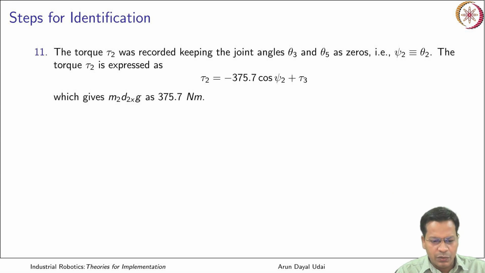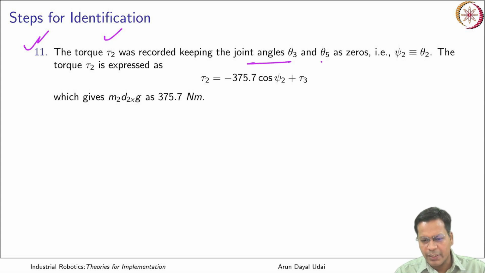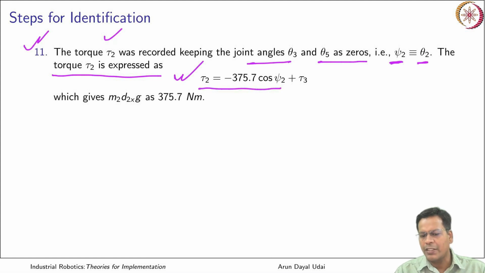The torque 2 is now recorded. Now I am moving joint 2 and tau 2 is recorded, keeping joint angles theta 3 and theta 5 as 0. In this case, psi 2 will be equal to theta 2. The torque is expressed as this. Using Fourier fit, I could obtain this, and it didn't have any sine A value, because this link was straight now and it was symmetrical.